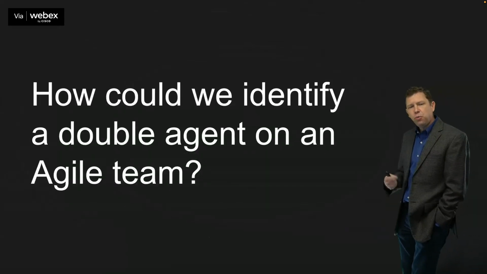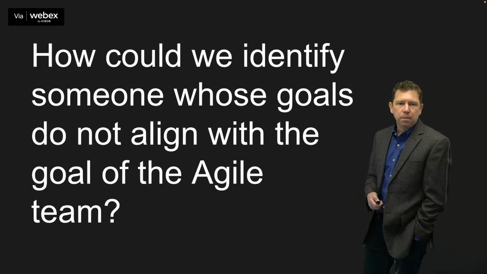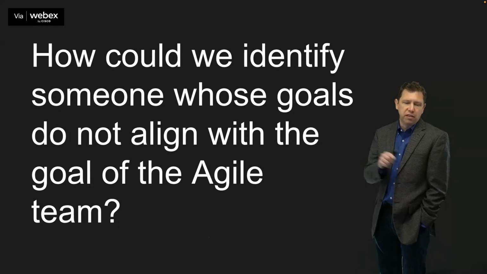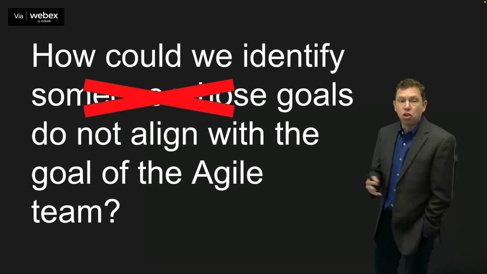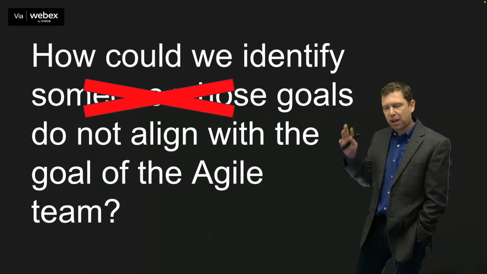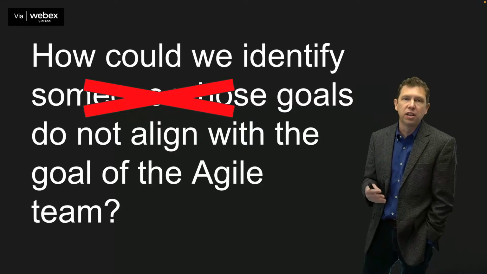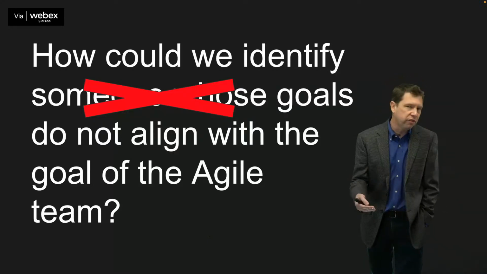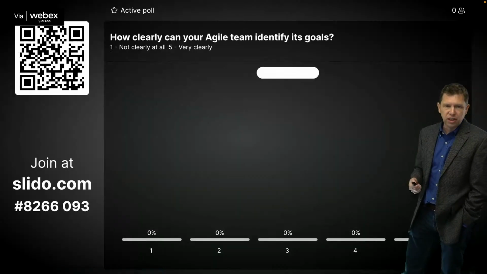Okay, so how could we identify a double agent on our team? How could we identify someone whose goals don't align with the goal of the Agile team? Maybe another way to phrase this: how could we identify goals that don't align with the goal of the Agile team? We're talking about a nefarious agent because that makes it interesting, but we might have people with different goals who are going to try to head the team in not so good a direction, even if they're not doing it for nefarious purposes. So how can we identify goals that don't align with the goal of the Agile team?